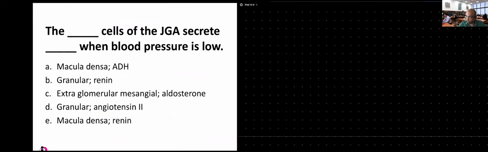All right, so our first question for the in-class activities for today. The blank cells of the juxtaglomerular apparatus secrete blank when blood pressure is low. What do you think?